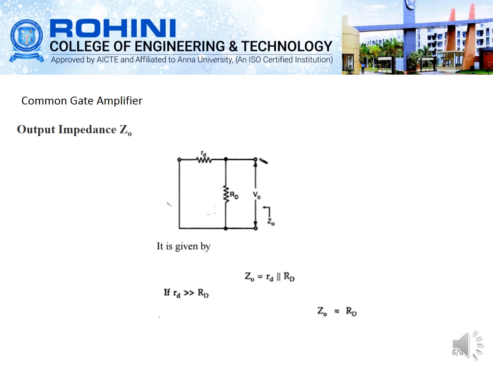To calculate the output impedance, there is only the drain resistance, that is RD, as well as the small resistance rd. So we write Z0 is equal to RD parallel rd. If rd is very much greater than RD, then you can write this equation as Z0 is equal to RD.